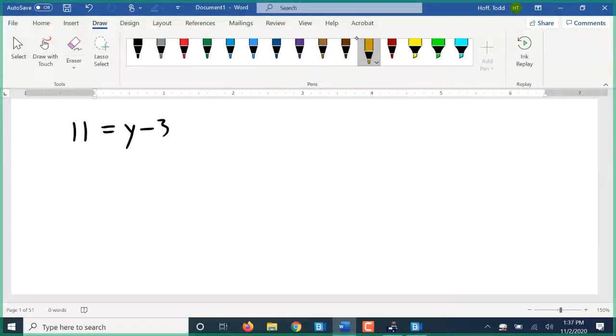To figure out how it was built, we find the equal sign. We identify what side the variable's on, that's over here. Then we ask ourselves, what is keeping the variable from being by itself on that side of the equation? And in this equation, that would be the 3. And we also have to ask what operation is attaching that to our variable. Well, here that 3 was subtracted. So when this equation was built, what was done to y was that 3 was subtracted from it.